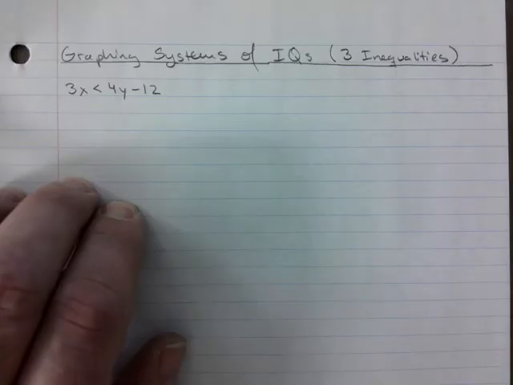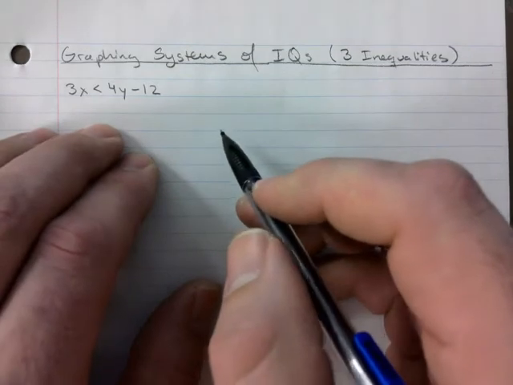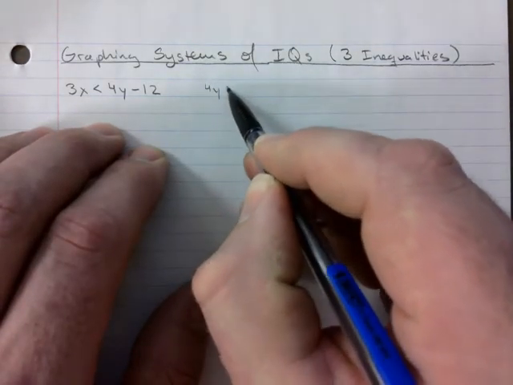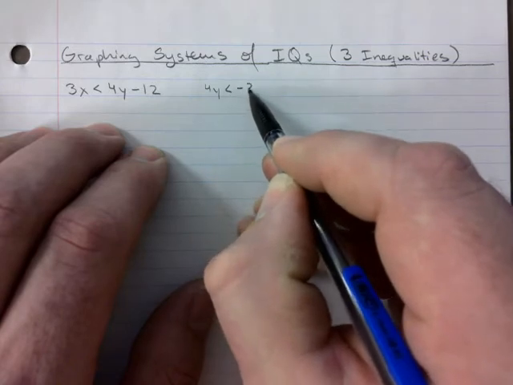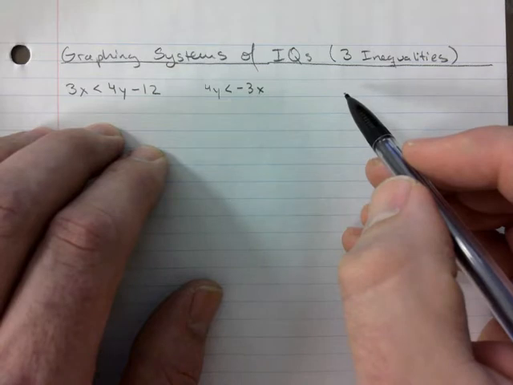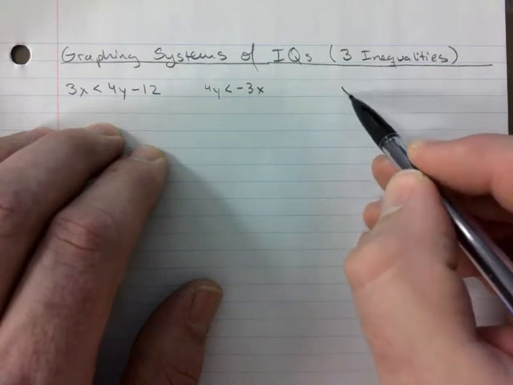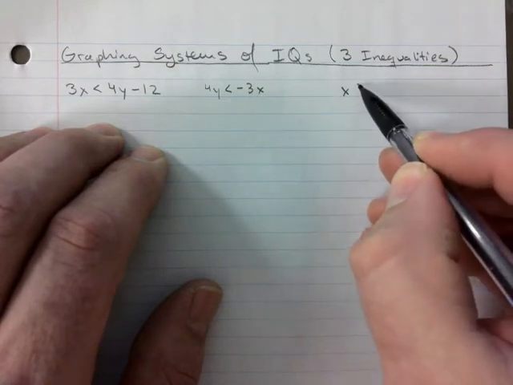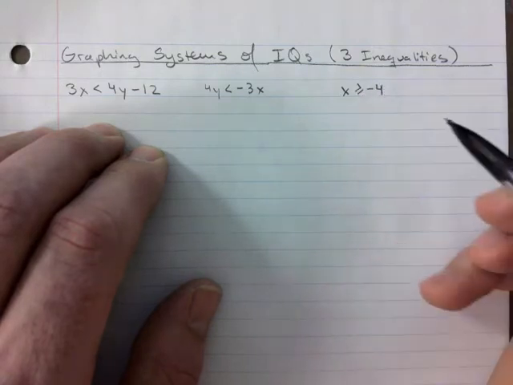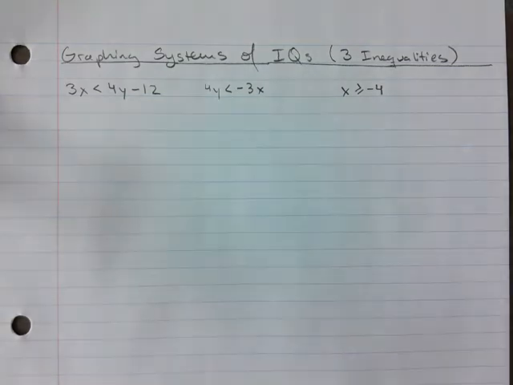Is, and then the next one is 4y is less than negative 3x. And then the next one is x. This one, I guess we can handle this one. That's our system we're supposed to graph.